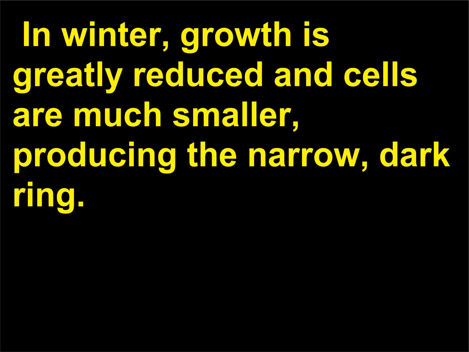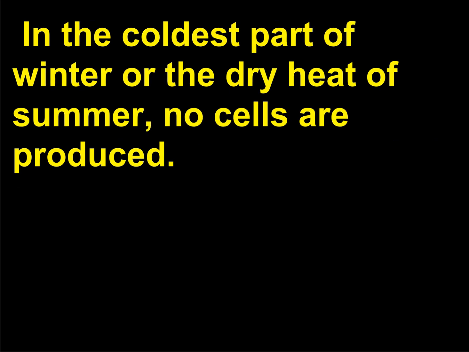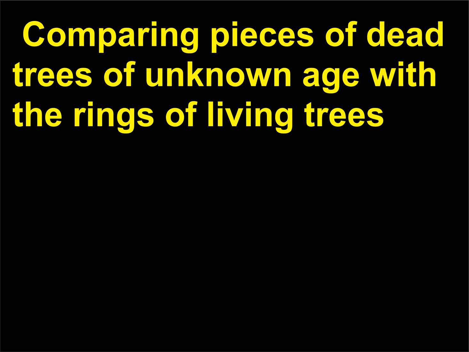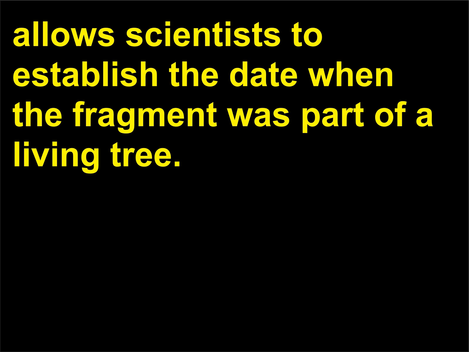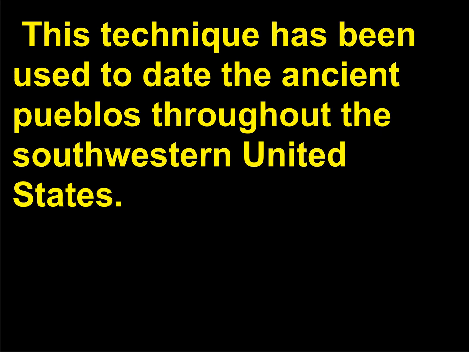In winter, growth is greatly reduced and cells are much smaller, producing the narrow, dark ring. In the coldest part of winter or the dry heat of summer, no cells are produced. Comparing pieces of dead trees of unknown age with the rings of living trees allows scientists to establish the date when the fragment was part of a living tree. This technique has been used to date the ancient pueblos throughout the southwestern United States.